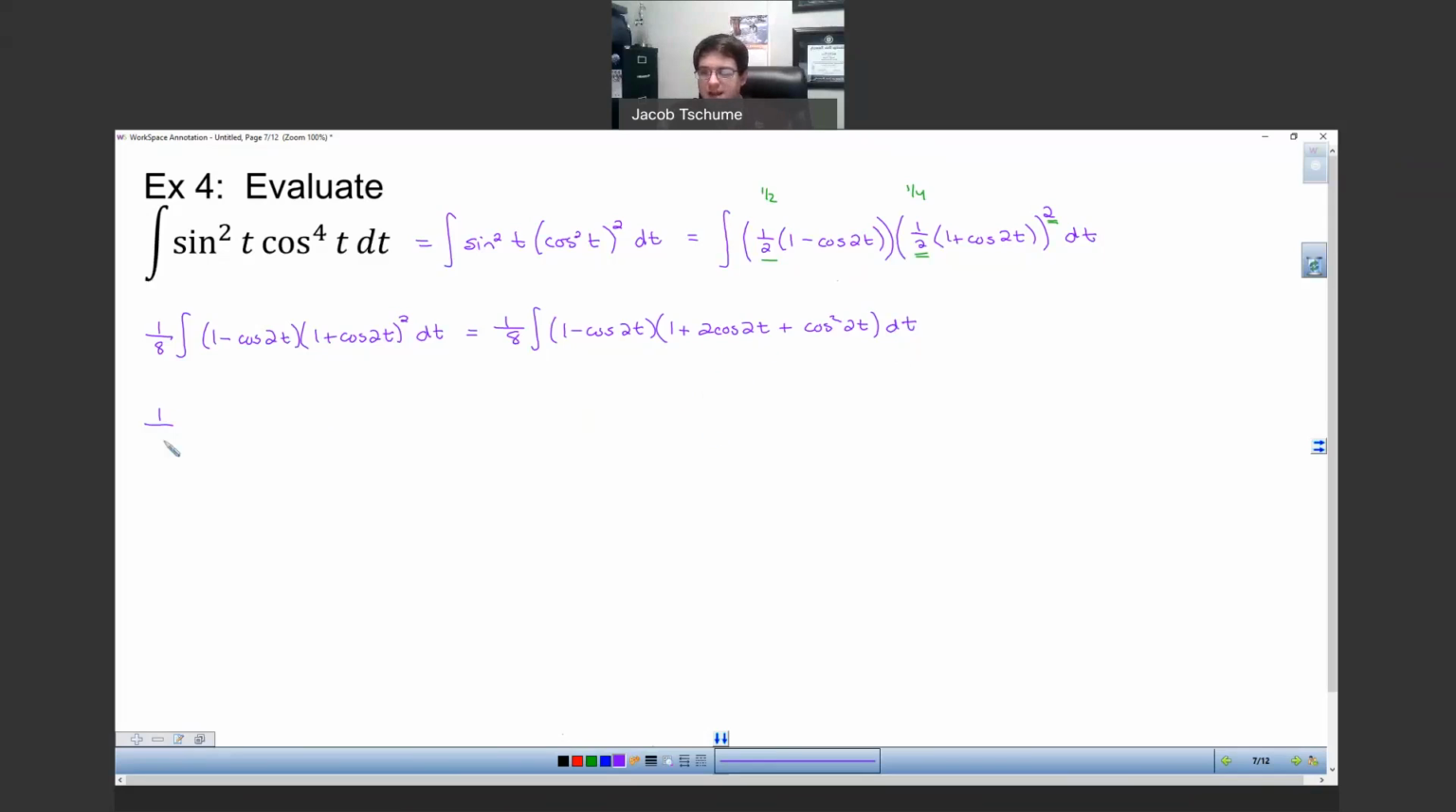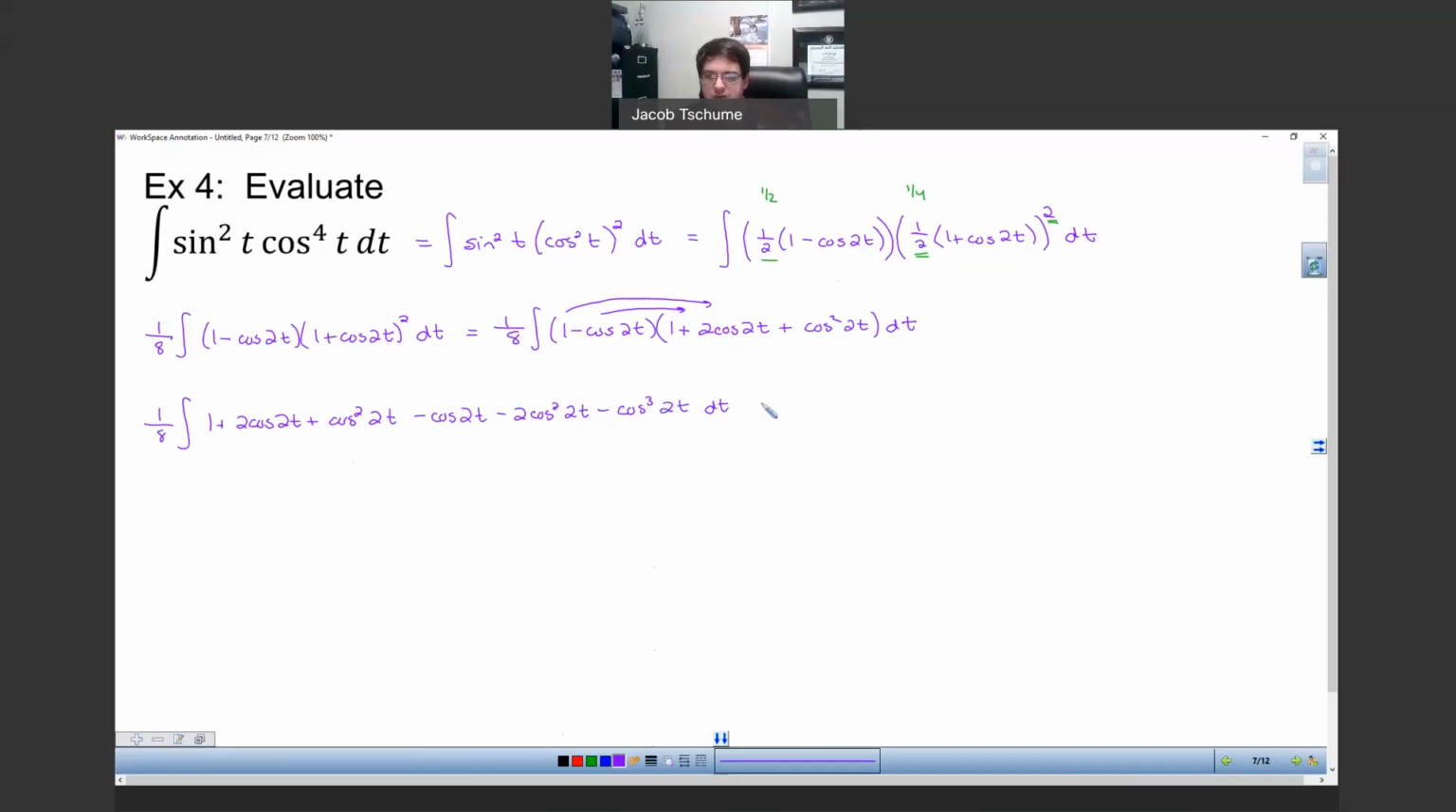So this would be 1/8 times the integral. So if I take the 1 and multiply it by all three of these terms, that would be 1 plus 2 cosine of 2t plus cosine squared of 2t. And then if I come back and take the negative cosine of 2t and multiply it by the three terms, you'll get minus cosine of 2t minus 2 cosine squared of 2t, and then minus cosine cubed of 2t dt.